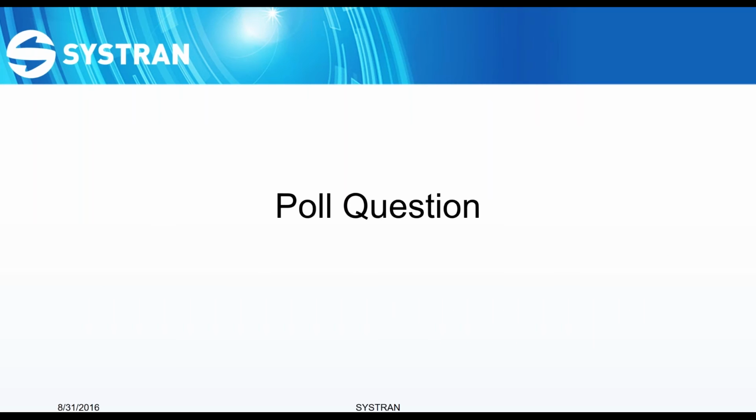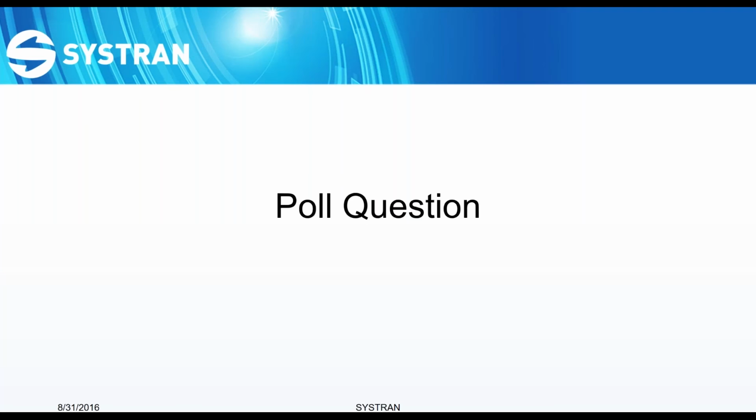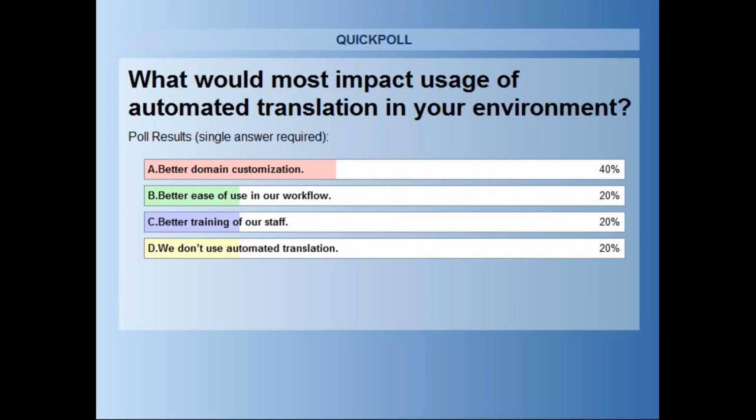The question is, what would most impact usage of automated translation in your environment? Better domain customization, better ease of use in our workflow, better training of our staff, or we don't have the need to use automated translation? Wasn't really sure what to expect from this poll, but the results are interesting. It seems like most of you chose better domain customization.